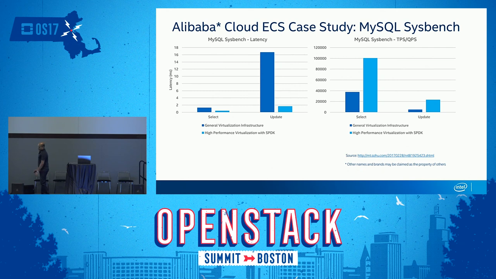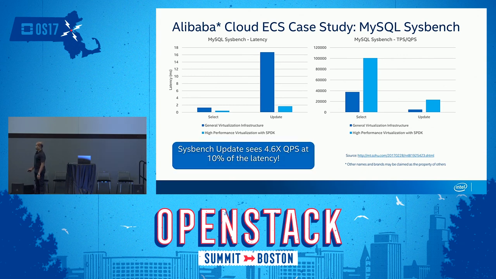This is another example that they had published. One of the big workloads that's moving onto OpenStack and private clouds is databases, so database as a service. The same cloud, Alibaba ACS, has published a MySQL study based on SPDK. As you can see, they saw a huge improvement, about 4.6x queries per second, for both read and write transactions.